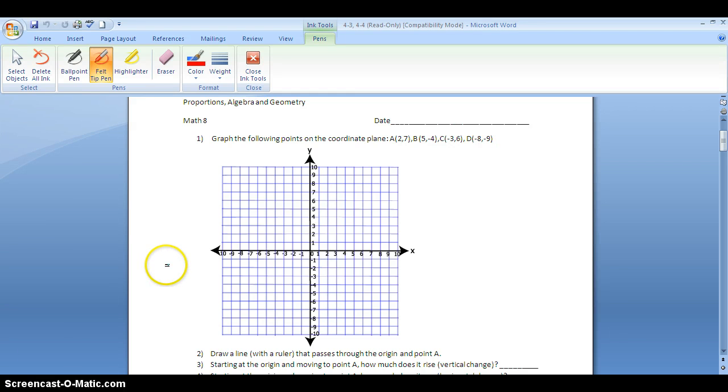Hey guys, sorry I'm not able to be with you in class today, so I'm going to use this video to help teach you how to do this lesson. Today we're going to be doing a lot of stuff on slope. So we're starting off with this lesson here. We're going to graph these points on the coordinate plane.